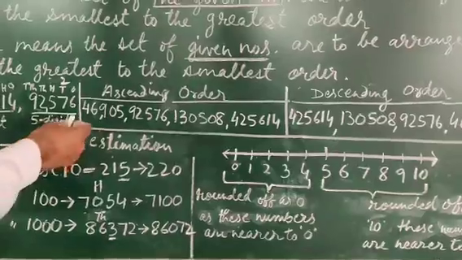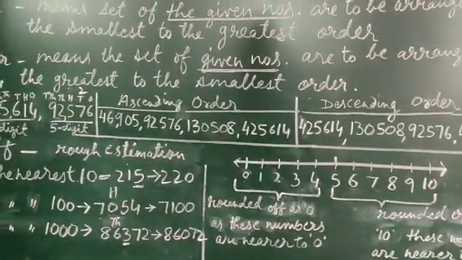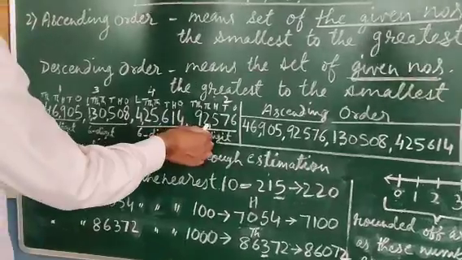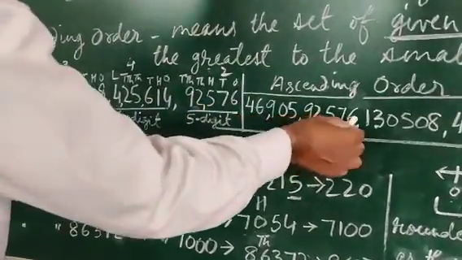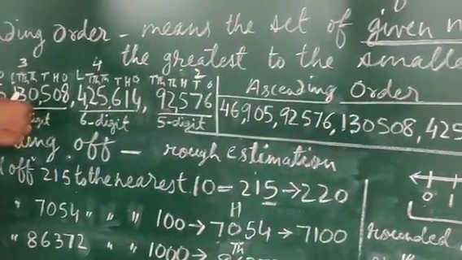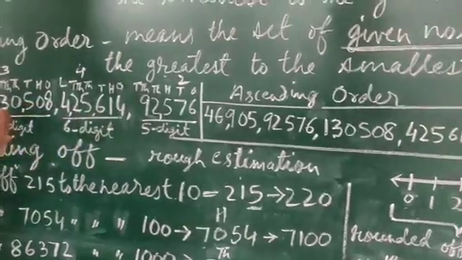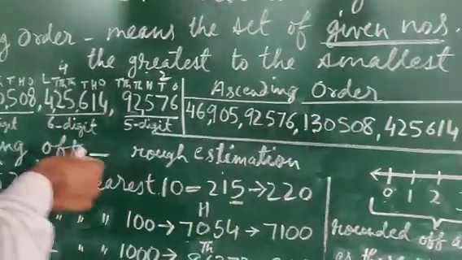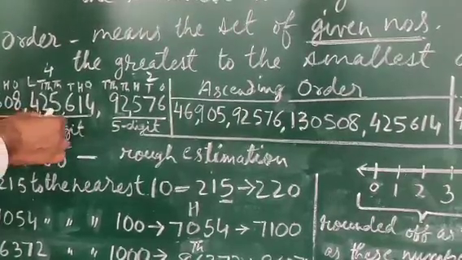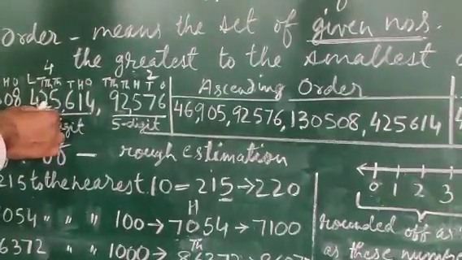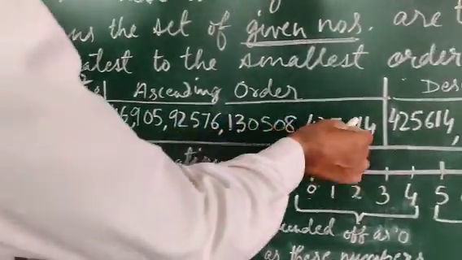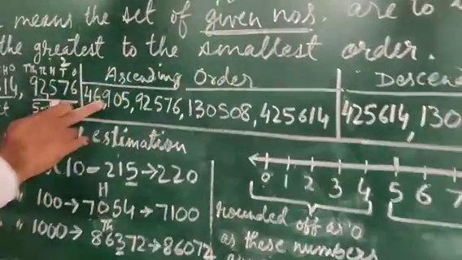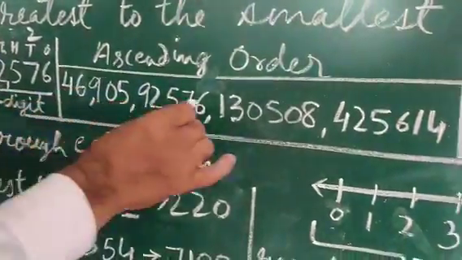Children, the smallest number is here, 46,905. The second smallest is 92,576. The third one is 1,30,508, and the largest is 4,25,614. So in ascending order, these numbers will be written in this manner.